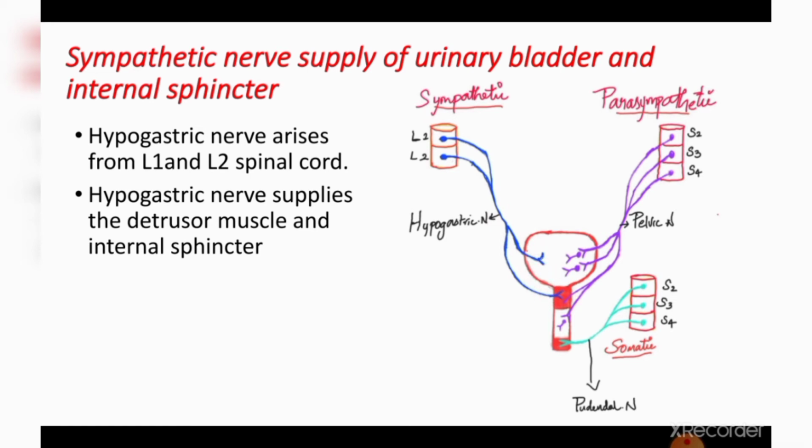So in this diagram, this red color region is the internal sphincter and this white color part is the urethra. Again, this red color part is the external sphincter. This is the body of the urinary bladder, which has the detrusor muscle.